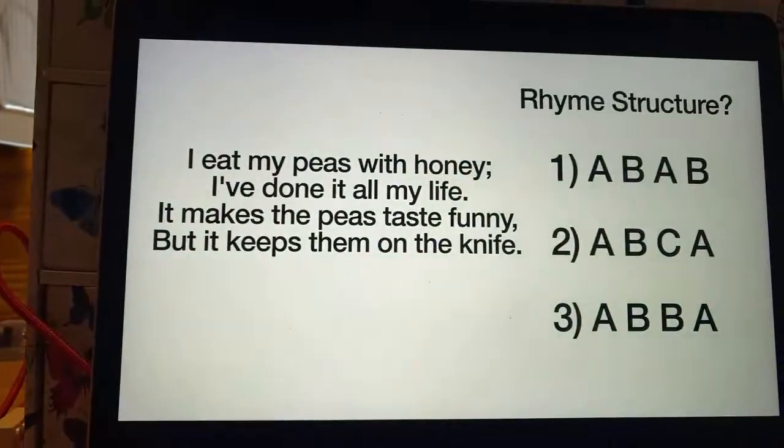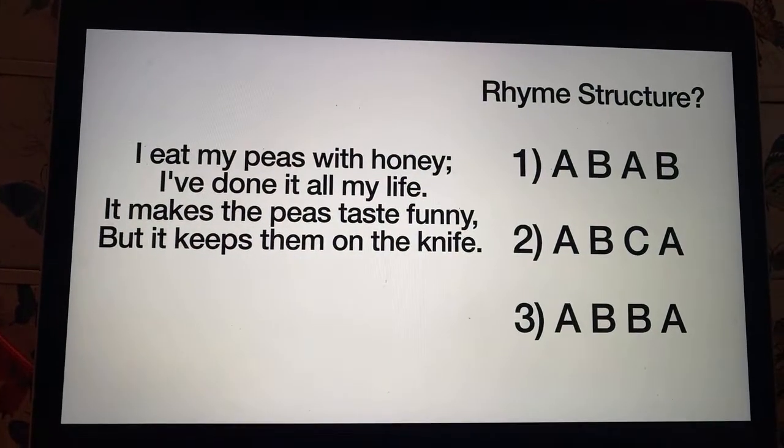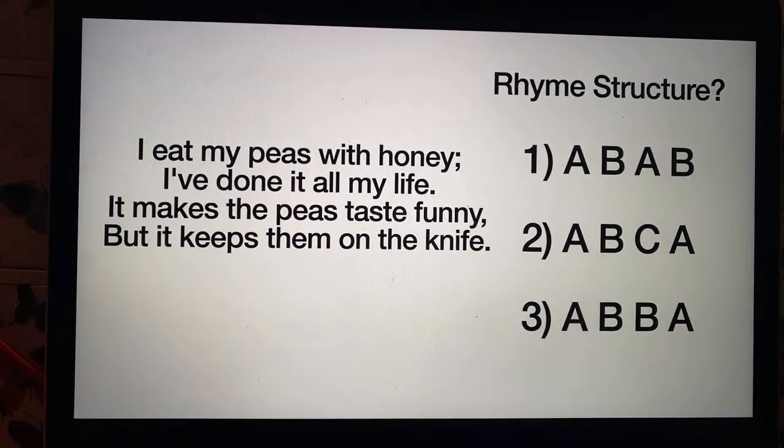All right, think also about when you think the poem was written, because I've tried to choose some interesting poems. Here's an absolute classic. I was very surprised to hear the truth about this poem. I eat my peas with honey. I've done it all my life. It makes the peas taste funny, but it keeps them on the knife. What's the rhyme structure of that? Is it 1, A, B, A, B, or 2, A, B, C, A, or 3, A, B, B, A? And if you think that's obvious, when do you think it was written? Do you know who wrote it?